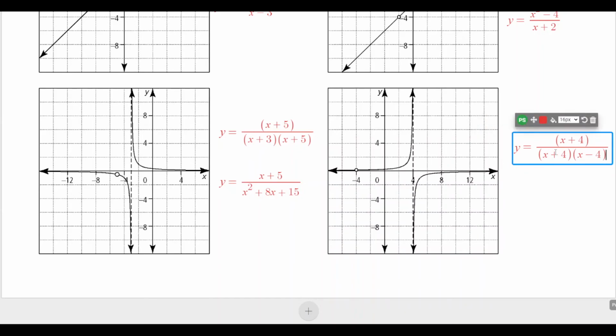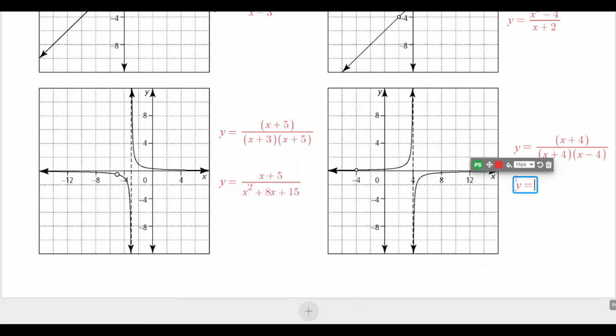Let's see here. Something still seems off. What is it? Something is not right. You know what it is? I need to be able to flip this over, because check this out. Let's go ahead and multiply this together and you'll see what I mean. If I have x plus 4 over x squared minus 16, this gives me a y-intercept that's -1/4, but my y-intercept needs to be +1/4.